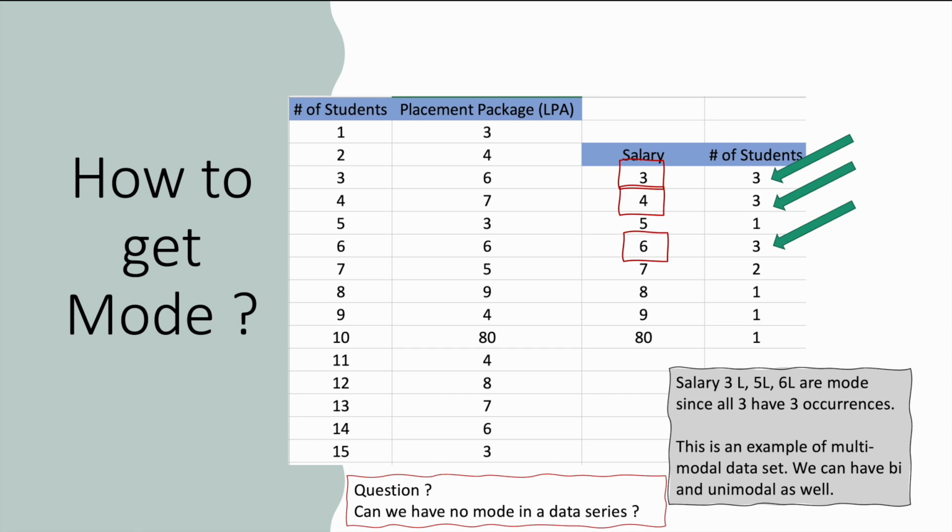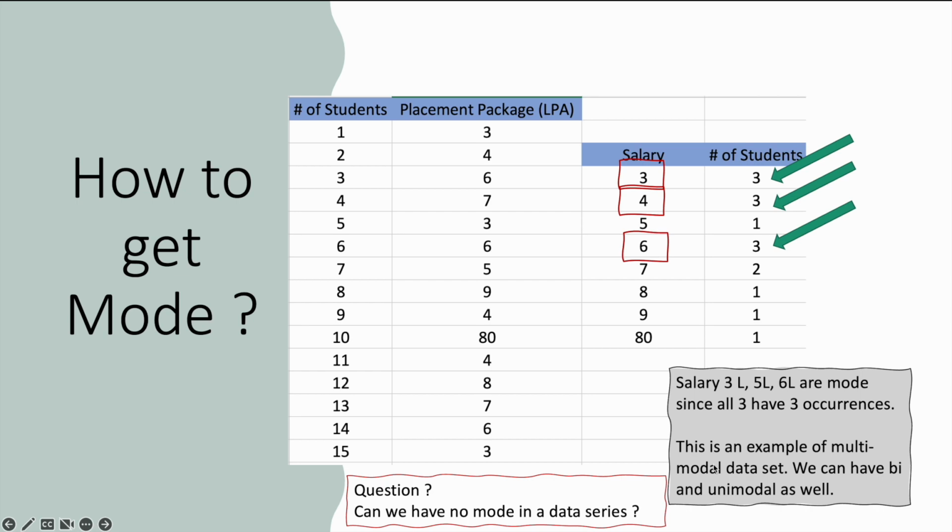You can have one mode also, unimodal. You can have two modes also, that is called bimodal. If two most frequent numbers are coming, that is bimodal. Okay, but mode, friends, remember, it's the most frequently occurring observation from the data set. That's all it is. Let's say if this 6 lakh salary would have occurred four times, then only 6 would be the mode, because that is the most frequently occurring. It just so happened that we have 3 occurrences of 3, 4, and 5 lakh salary ranges, right? That's why we are falling into a situation of multimodal.